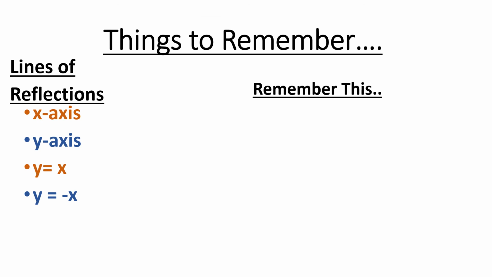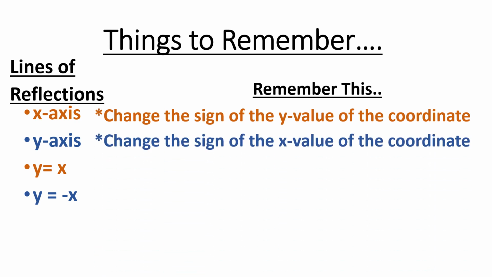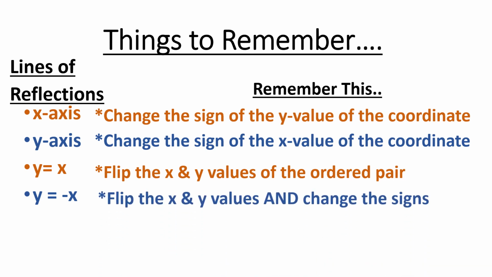So things to remember. For our lines of reflection, if it's reflected across the x-axis, you simply want to change the sign of the y value of the coordinate. If you reflect it across the y-axis, change the sign of the x value of the coordinate. For y equals x, flip the ordered pair x and y. And for y equals -x, you want to flip the x and y coordinates, but also change the sign.